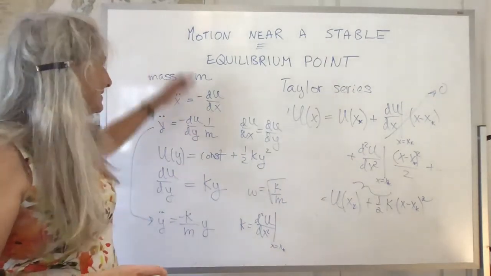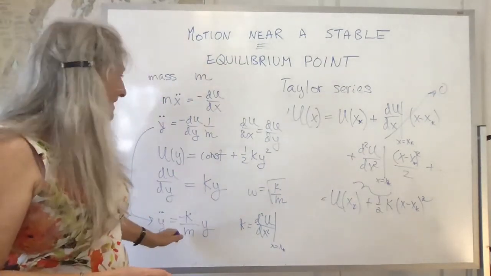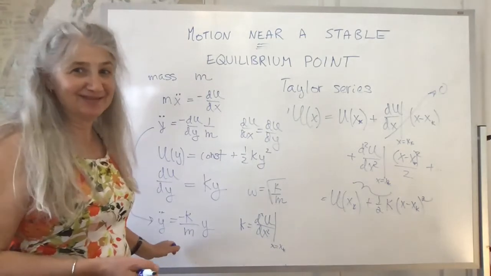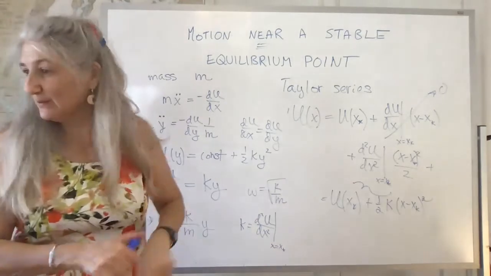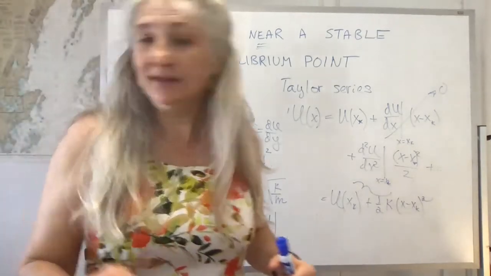So in any case, with the sign flipped, that would be motion near an unstable equilibrium point, and this is motion near a stable equilibrium point. Okay, good.